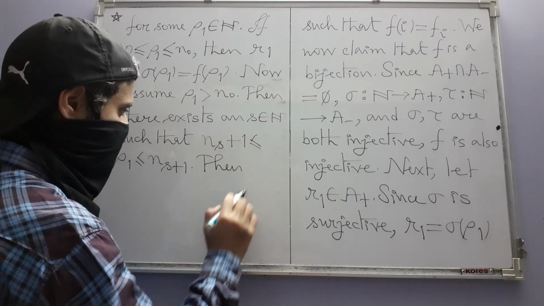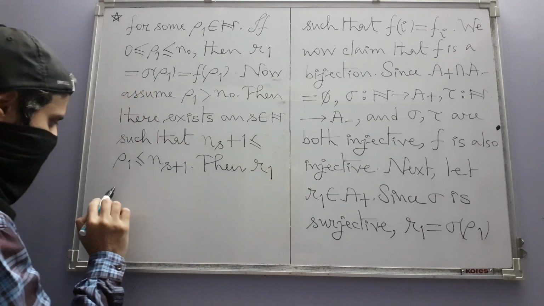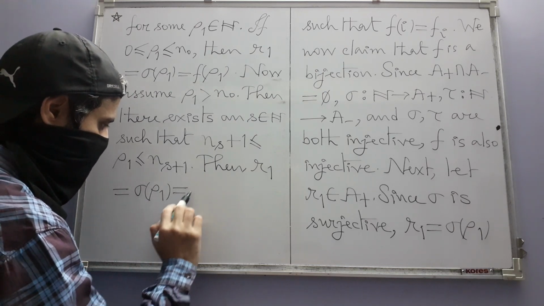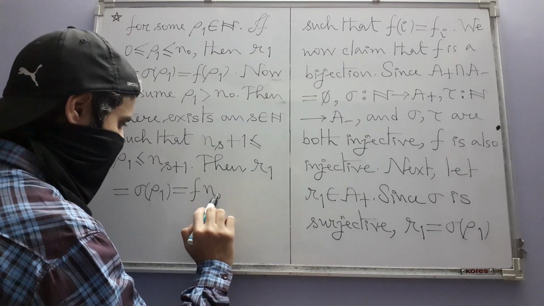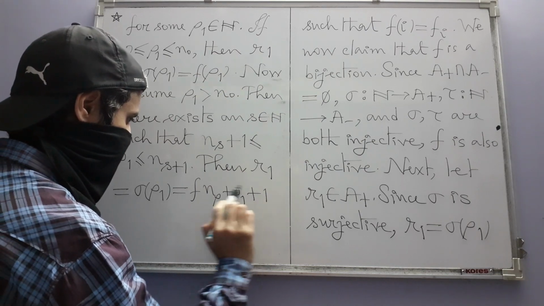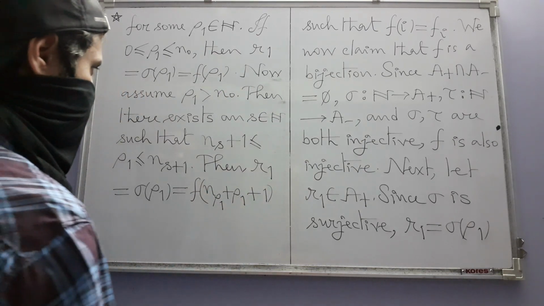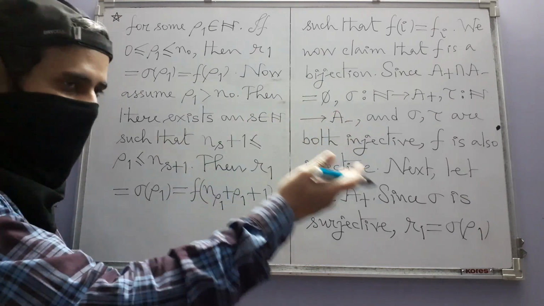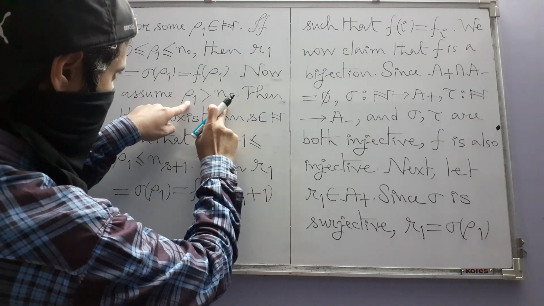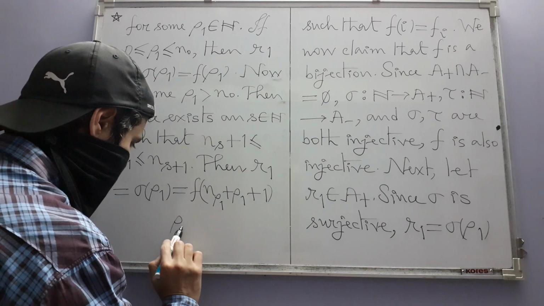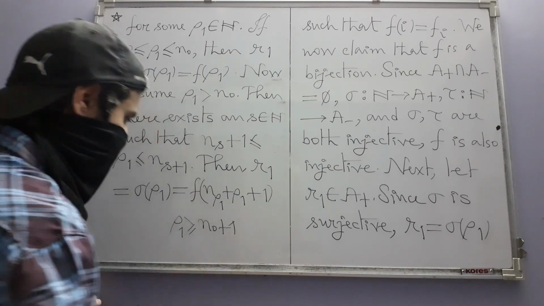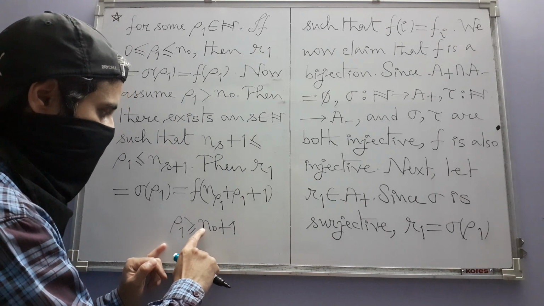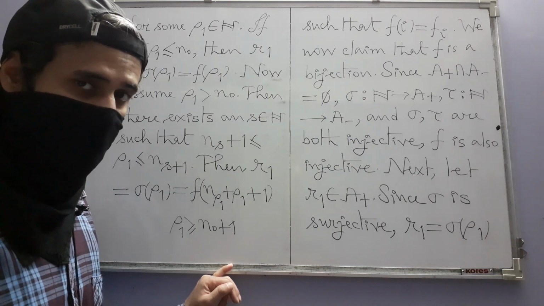Then in that case R1 is just sigma of rho 1, but that is equal to F of n rho 1 plus rho 1 plus 1. Well, if you still want an explanation, it is like what we saw before, but not exactly. You see, rho 1 is greater than n naught. So obviously rho 1 will be greater than or equal to n naught plus 1. So now in place of 0, if you think of S, then you are looking at Ns plus S plus 1. That kind of number, if you think of it.